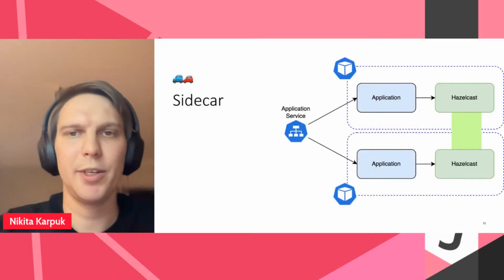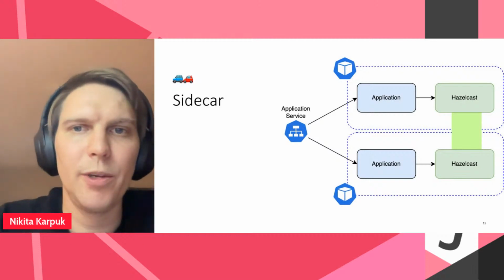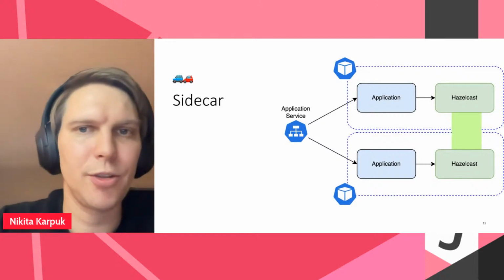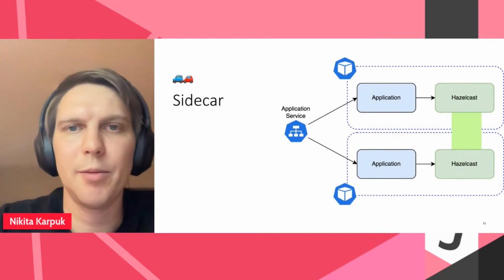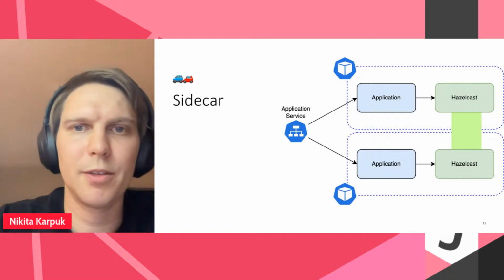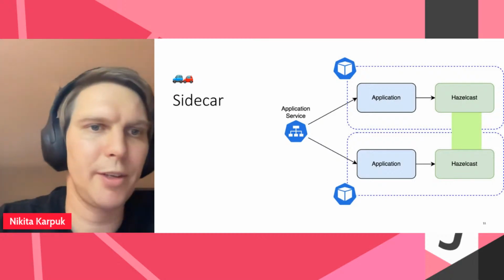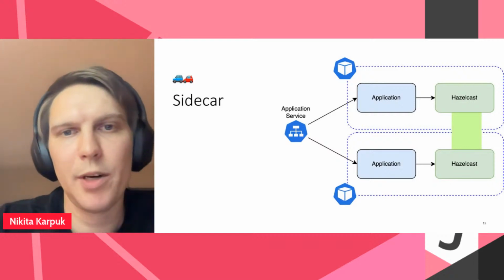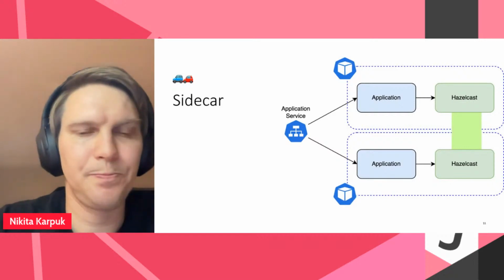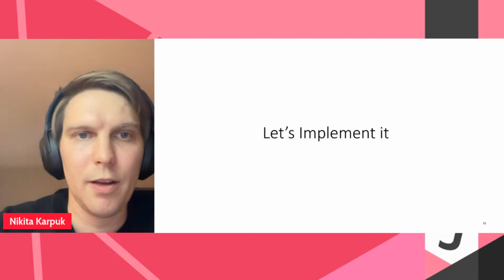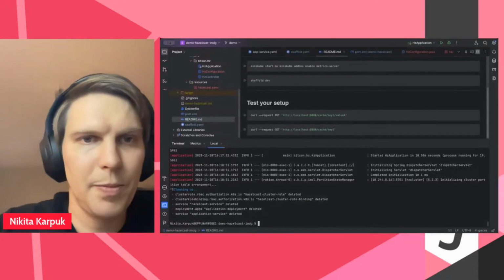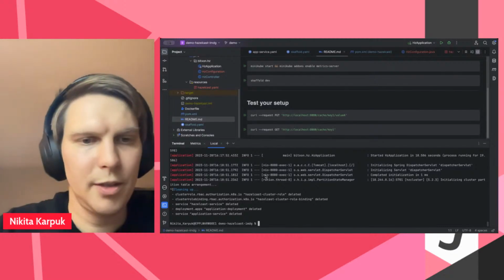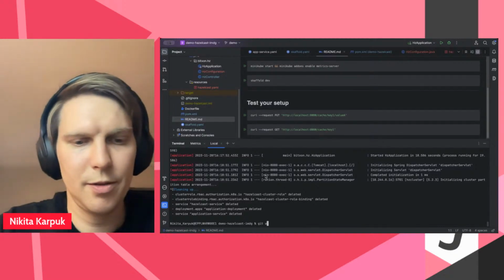It is the sidecar pattern. Here, we're trying to achieve some level of isolation between our application and data. They are still inside the same pod. It means we're going to generate local traffic between them, but at least it provides some level of isolation. And let's implement this pattern. So we're switching back to the coding part. Let me just switch my branch.